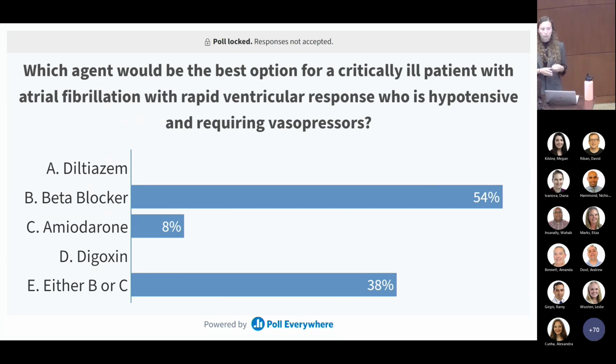While we do have that added mortality benefit that's been shown with beta blockers in that patient population, that may have been why the majority of you picked B. While digoxin has not been shown to be effective in this patient population, so that would be incorrect.